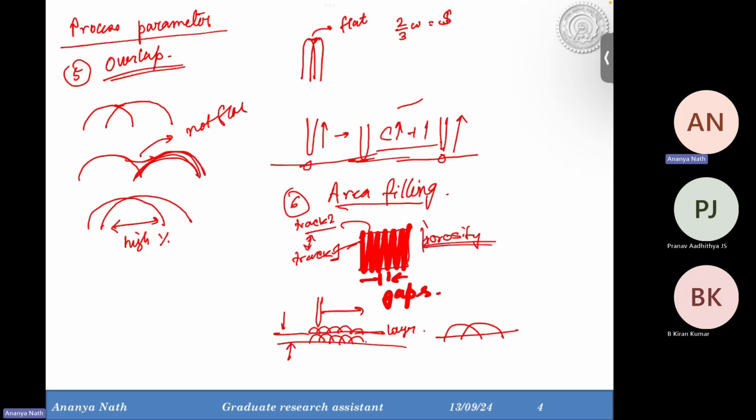So layer height is also a kind of overlap of one layer to the other layer, because when you will be printing the second layer, the first layer will also get melted again. It will get some heat. So all this type of overlap is important.